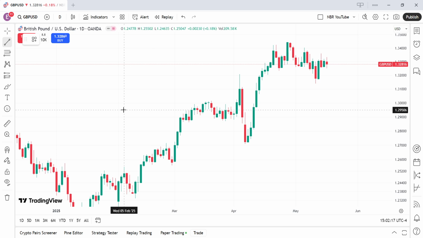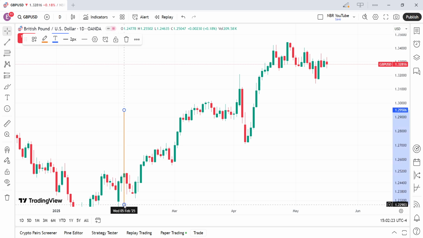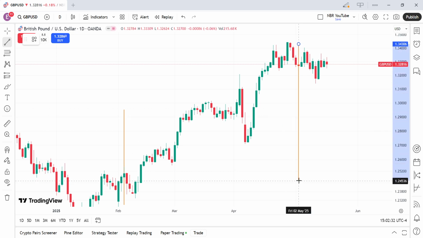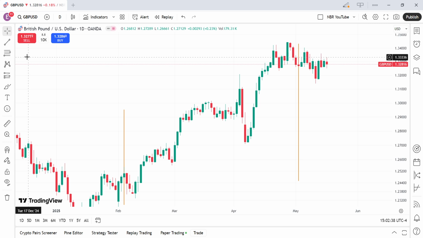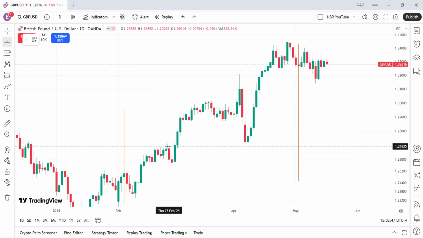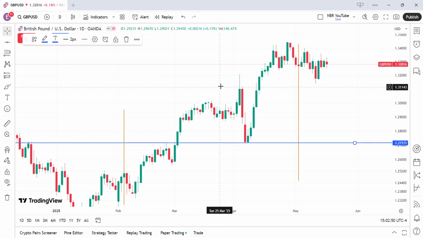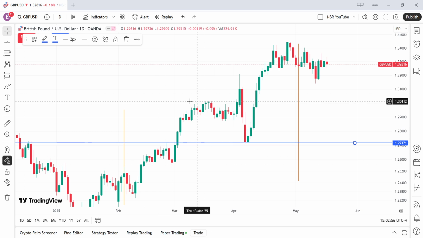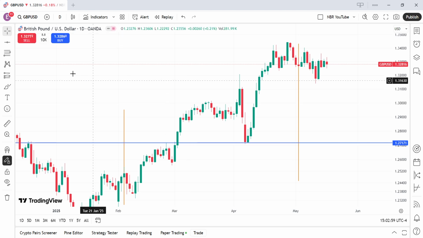I will be working from Wednesday 5 February 2025 until Thursday 1 May 2025. So now I will be working only on the swing highs, and I will put a horizontal line on them, and based on what I'm doing here, you are going to be able to understand what is happening.